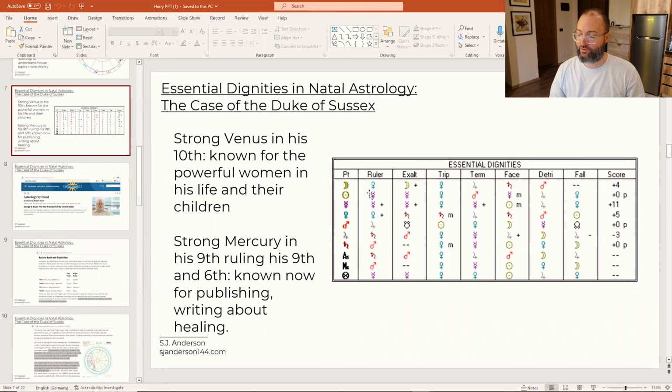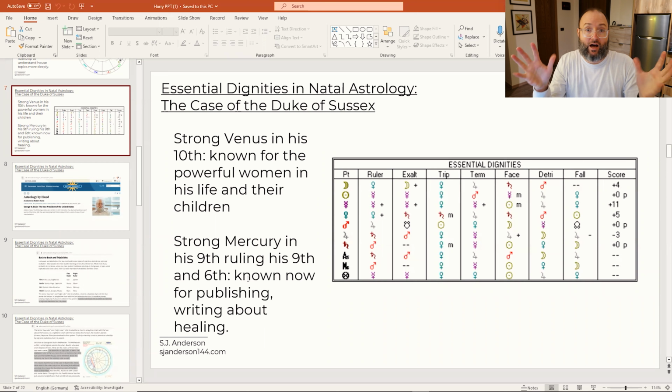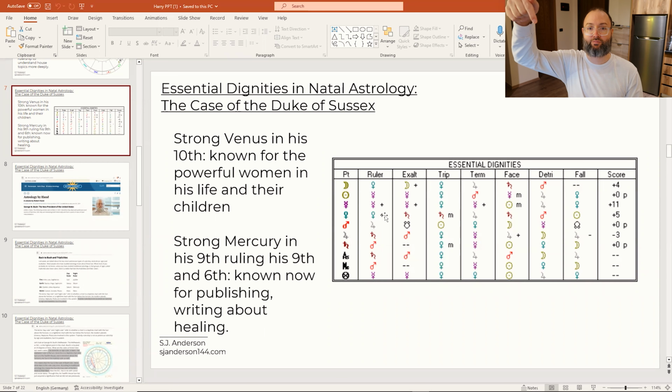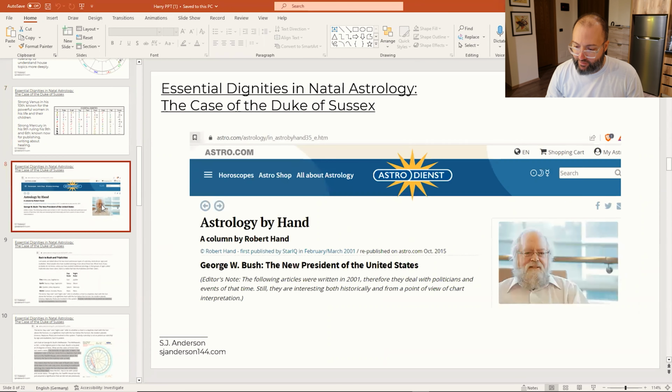And then the other feature of his nativity, he's got this strong Mercury in his ninth house, ruling his ninth house and his sixth house. And he's known now for publishing, right? He's written about healing. He's written about his life and disclosed through the publishing process a lot of his life. And that would be his very powerful Mercury in the ninth house of publishing, the planet of writing. So you can just see here the basics of using domicile rulership, how it tells us quite a lot. All right. Now I'm going to pivot here in this talk.